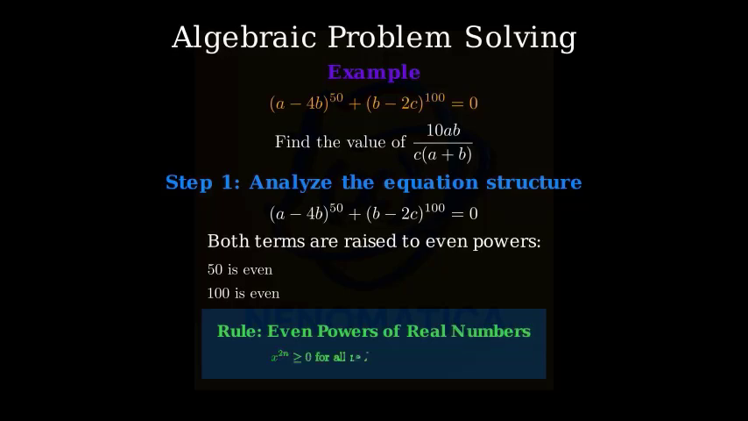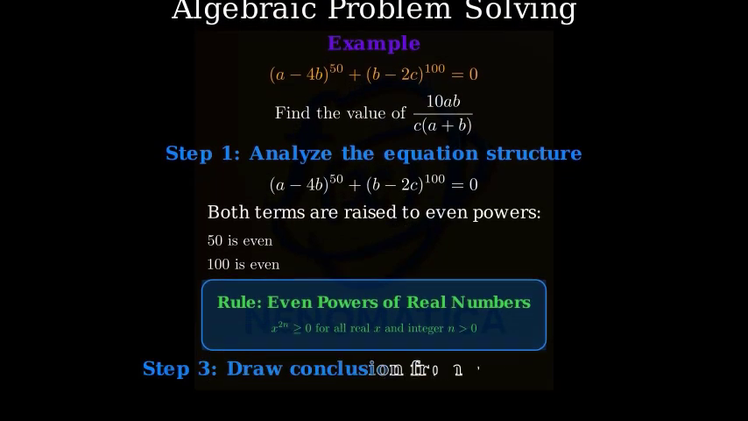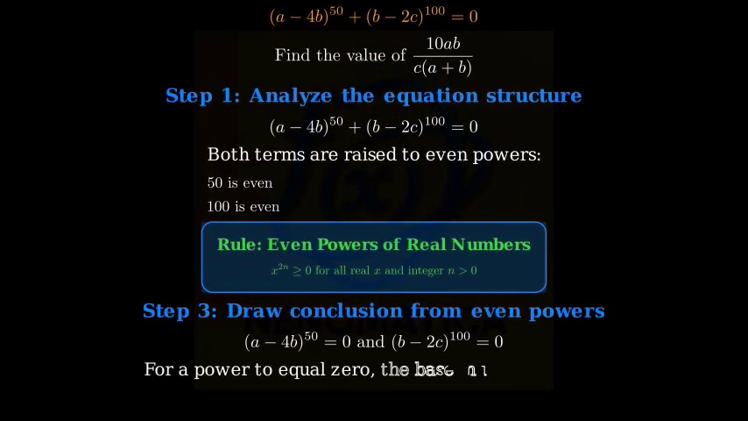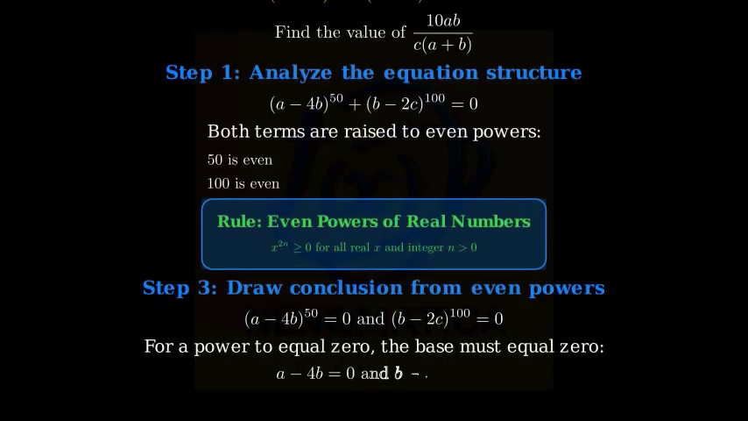Here's an important rule to remember about even powers. Since both terms are raised to even powers, they are always greater than or equal to 0. For their sum to equal 0, both terms must individually equal 0.